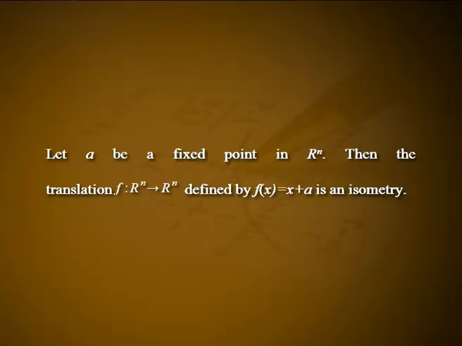It is easy to see that an isometry is injective and that the inverse and compositions of isometries are isometries. Also, the identity mapping from a metric space to itself is an isometry. Examples: 1. Let a be a fixed point in Rn, then the translation f from Rn to Rn defined by f(x) = x + a is an isometry.